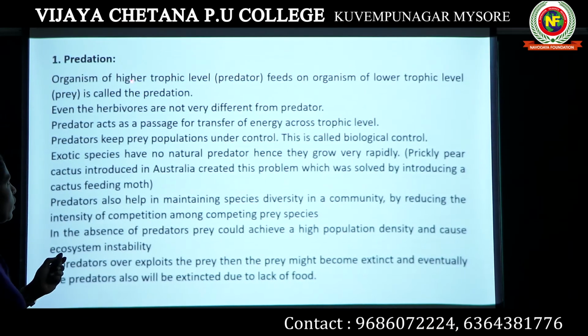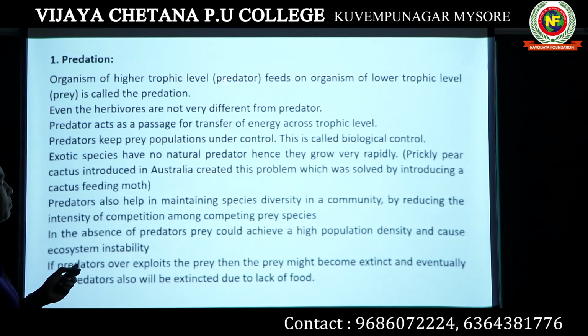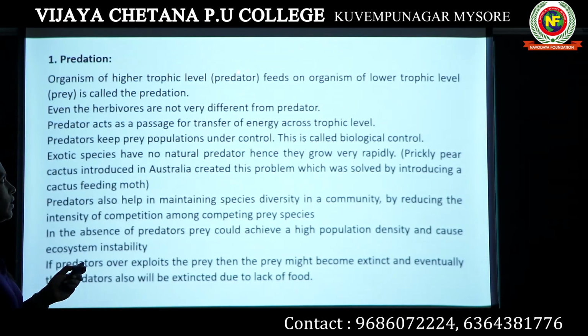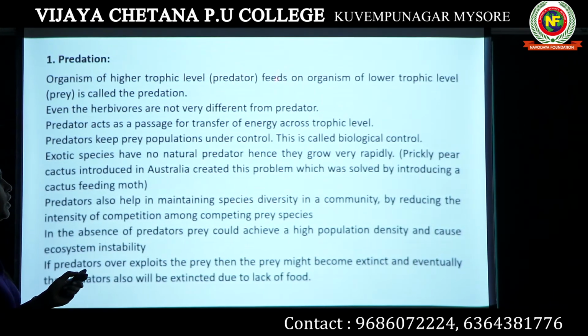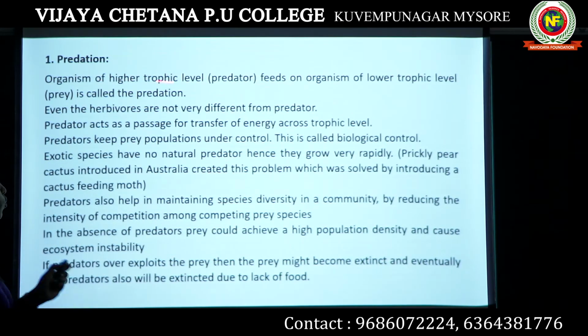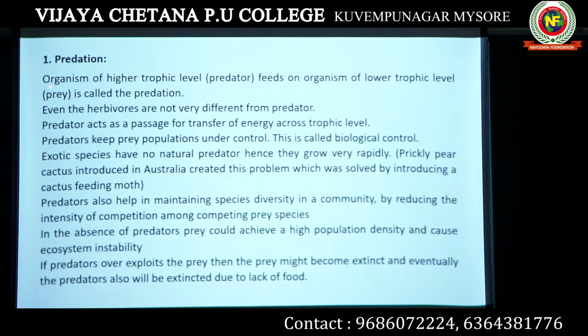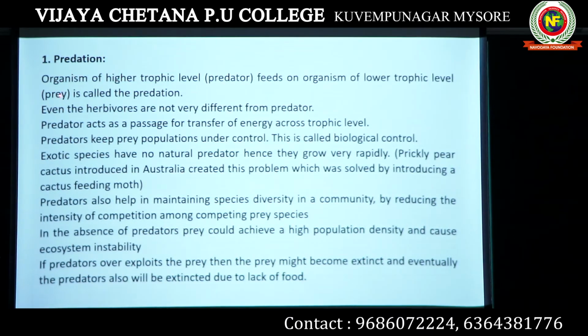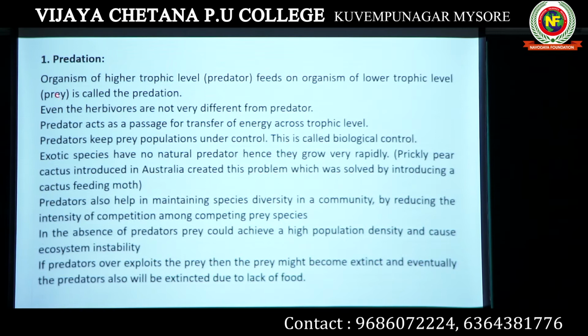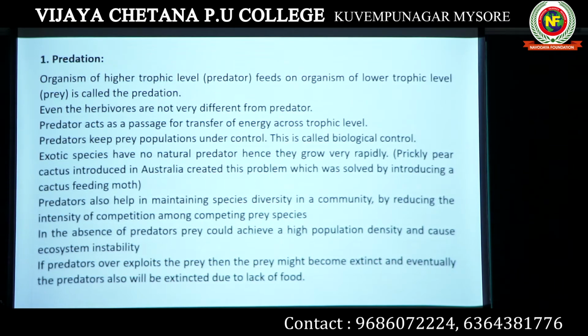The organisms of higher trophic level are represented as predators. You can consider a tiger in this case. They feed on organisms of lower trophic level. The prey in this case you can consider a deer or a sheep. So this is called predation.